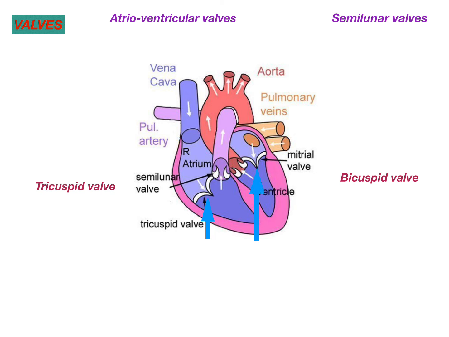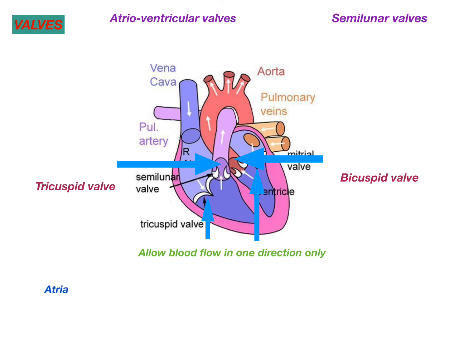Semilunar valves. One of them is located between the left ventricle and the aorta, and the other is found between the pulmonary artery and the right ventricle. These valves allow the blood to flow only in one direction. That is, the atrioventricular valves allow the blood flow only from the atria to the ventricles, and the semilunar valves allow the blood flow only from the ventricles to the aorta or pulmonary artery.